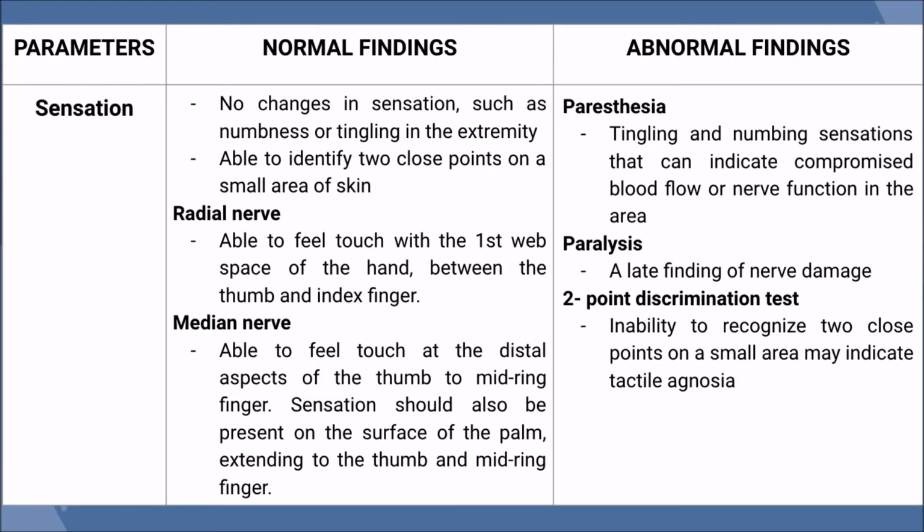Next we have, for sensation, paresthesia. This is tingling and numbing sensations that can indicate compromised blood flow or nerve function in the area. And then paralysis, which is a late finding of nerve damage in which there is a complete absence of pain or any feeling in the area.